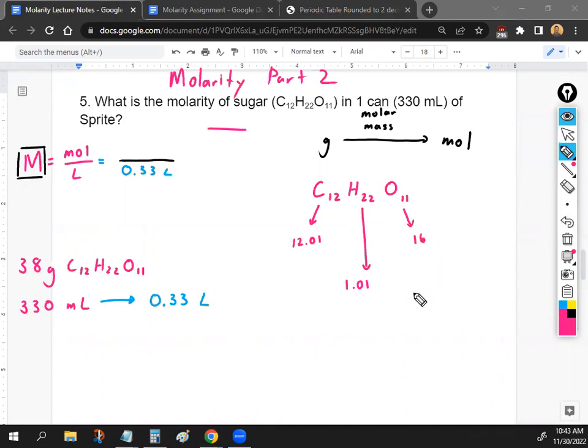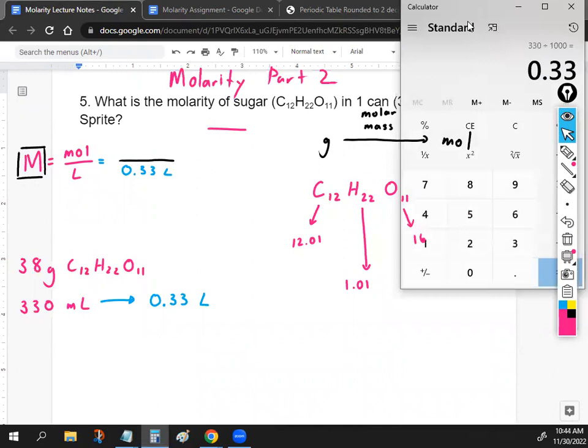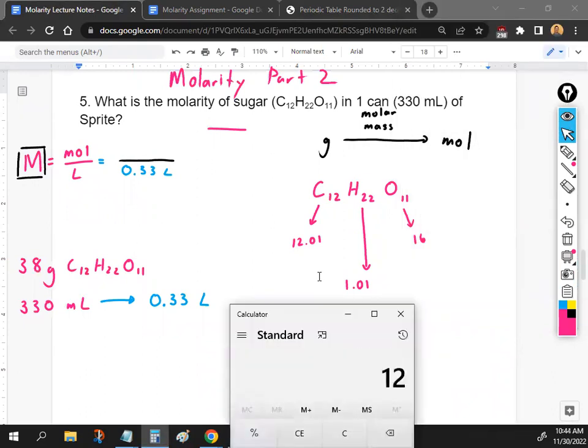Okay, so now what we've got to do is multiply these numbers, because if you look at it, we don't just have one of each of the elements, right? Carbon has a 12 behind it, which means there are 12 carbons. So we need to take the molar mass of carbon and multiply it by 12. So all we're going to do is 12.01 times 12.